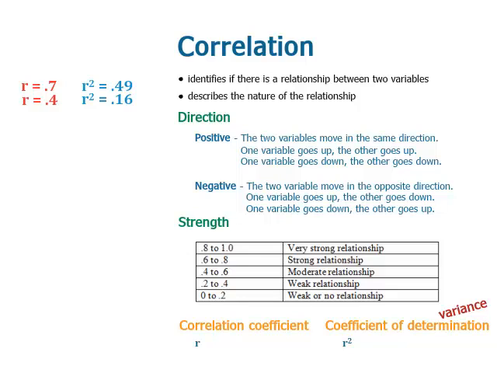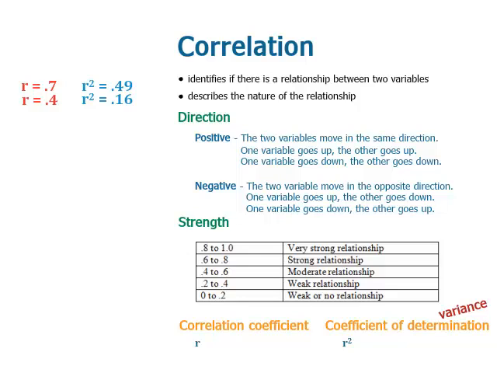R equals minus 0.8. What this tells us is that there's a very strong inverse relationship, right? Very strong because it's 0.8, inverse because it's a negative number. And when we square that, 8 times 8 is 64, we see that 64% of the variation in one variable can be explained by the other variable.